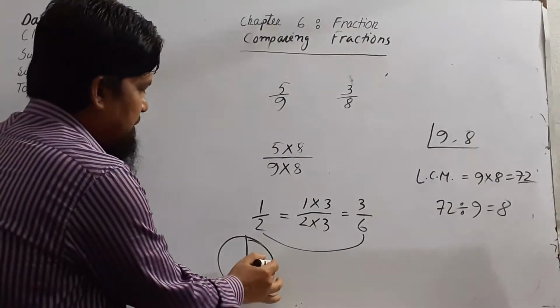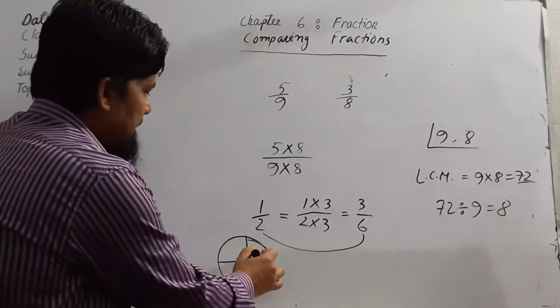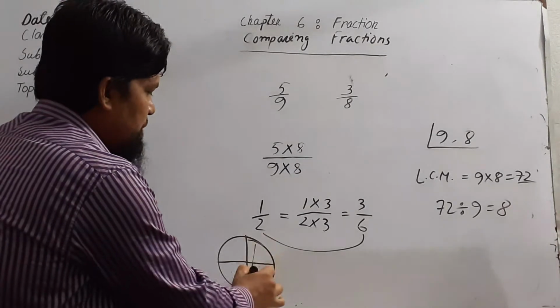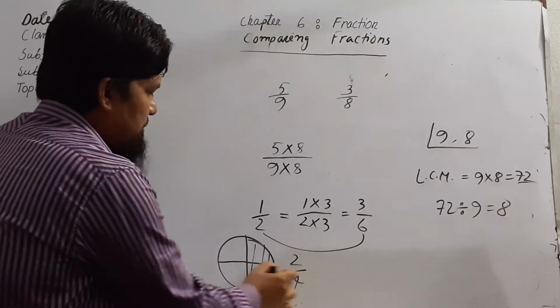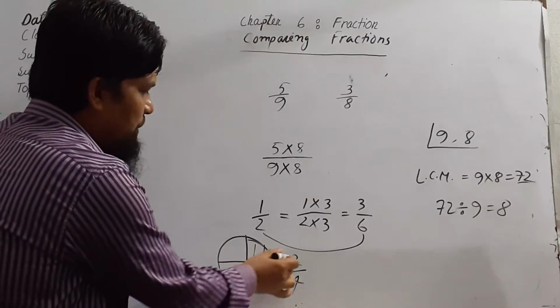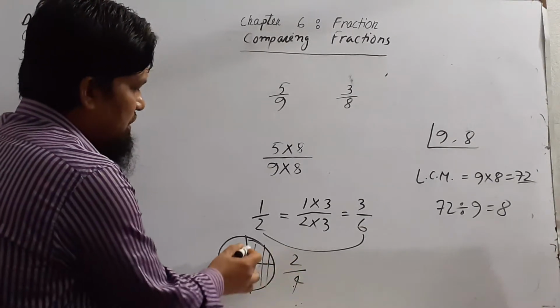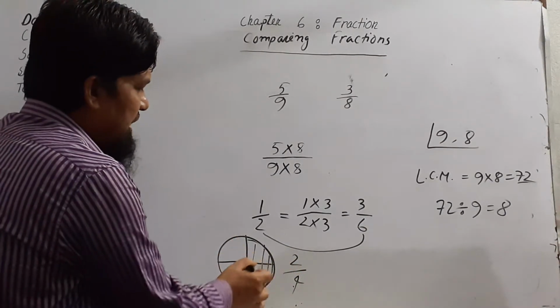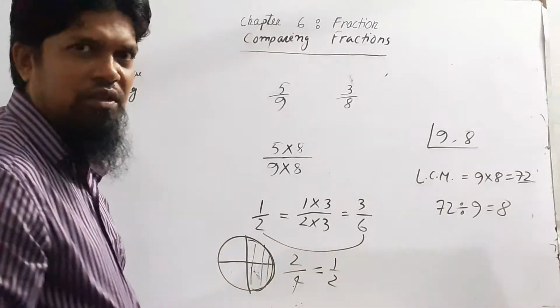Again, if I divide it into 4 parts and I take these 2 parts, then it is 2 by 4. That means I have divided into 4 parts. That's why the denominator is 4, and I have taken 2 parts, then it is 2 by 4. So these parts, previously I have written 1 by 2. Now I am writing 2 by 4.